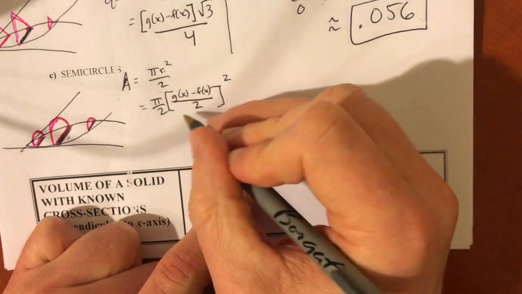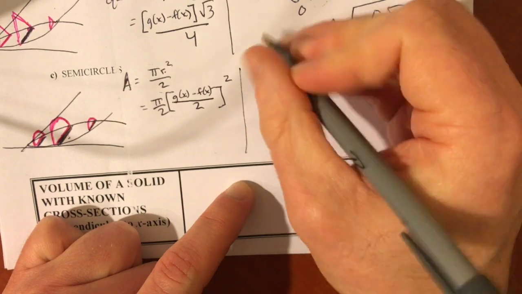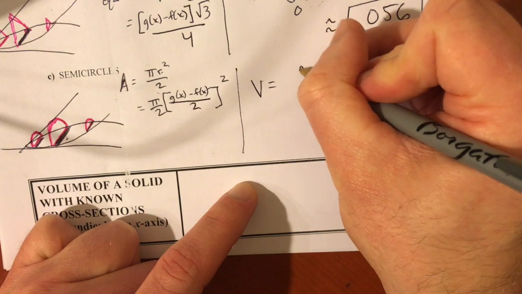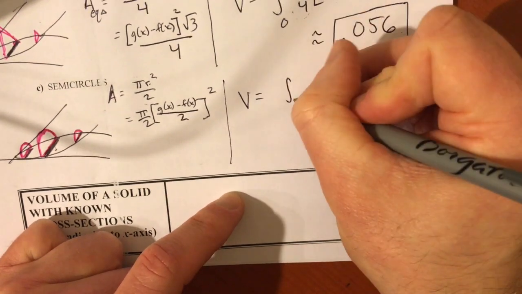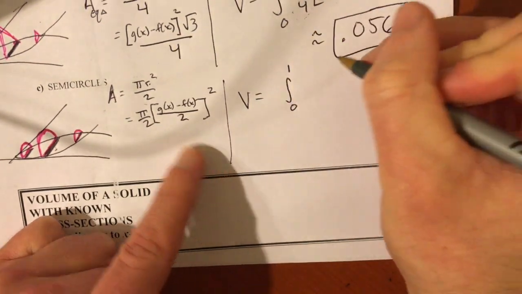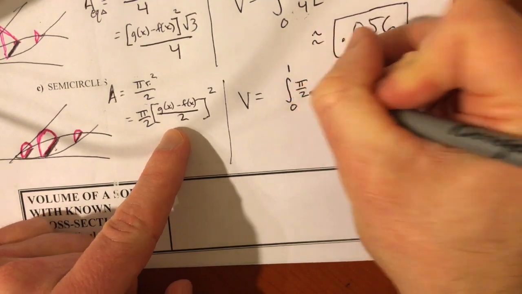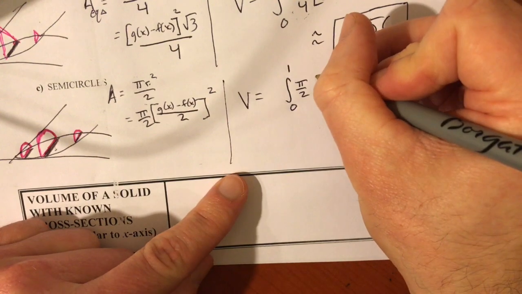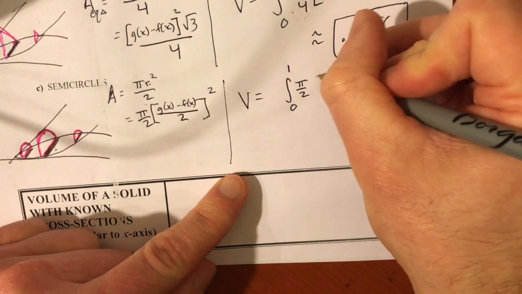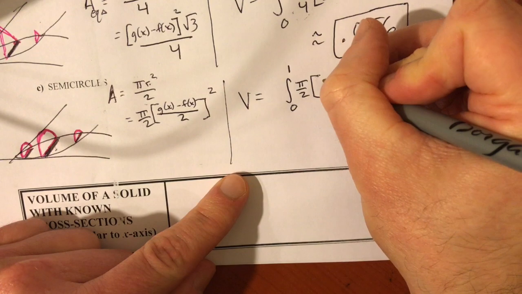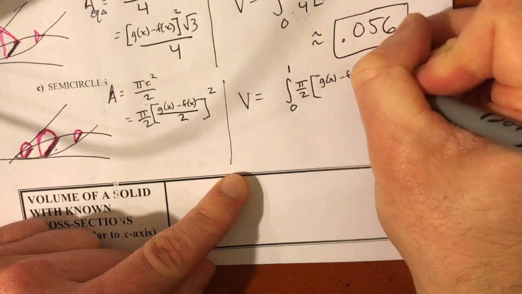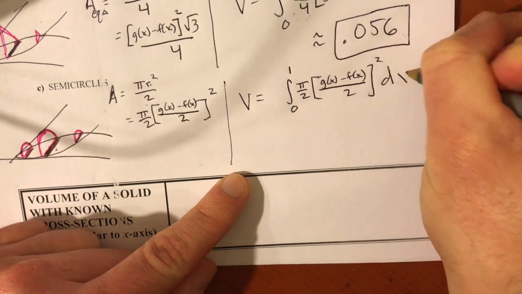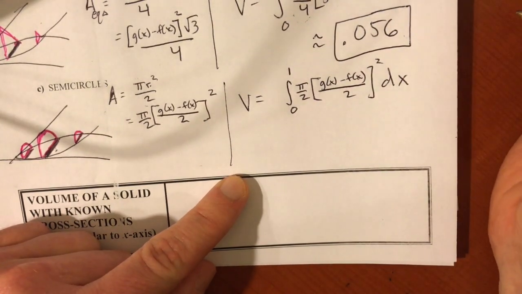Some people will leave it like that when they go to the volume. Some people will play around and take the pi over 2 out in front. There's all kinds of little things you can do if you're comfortable with your calculus properties. But here's at least the main idea: if that's the area of one of those, integrate to get the volume of all of them kind of compressed together. And so g of x minus f of x over 2 squared dx. Definitely you can type it in right now like that.